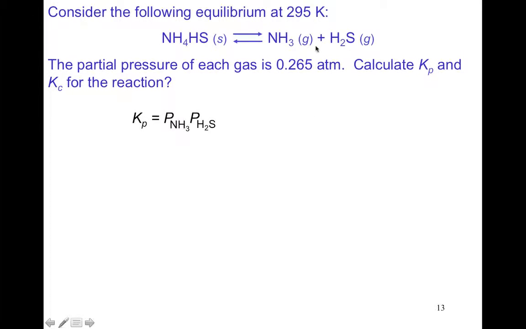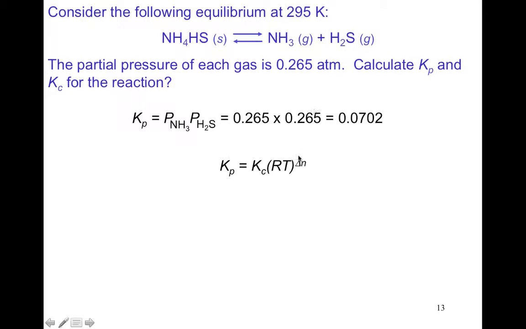You start with Kp, you say, okay, it's only the gases. So our product, it's a gas, divided by, well, I can't write that, it's a solid, so it's just the product of these gases. We don't have to square them or cube them because there's no 2's or 3's in here, so that's nice and easy. And it said they were both 0.265, so we take our 0.265, multiply by our 0.265, we get a Kp of 0.07. That's it.